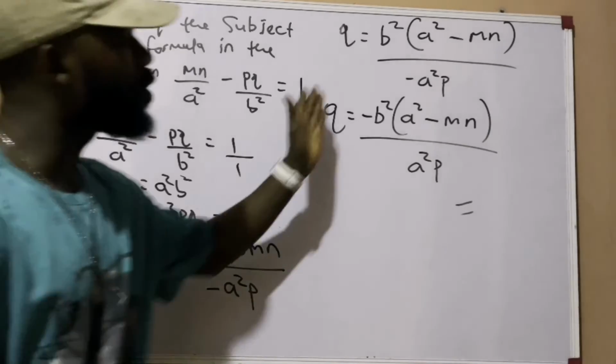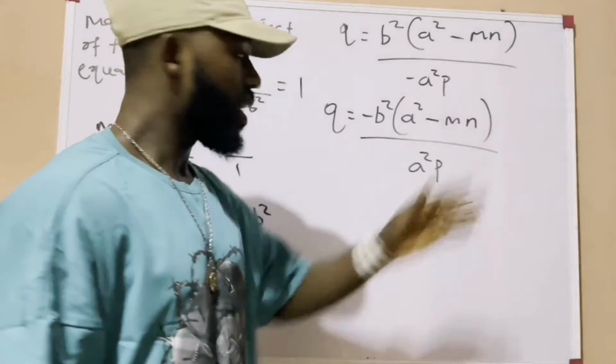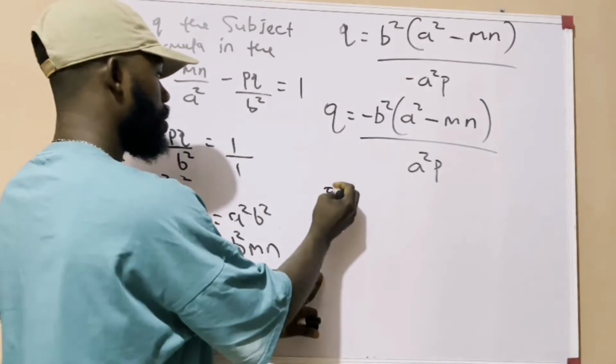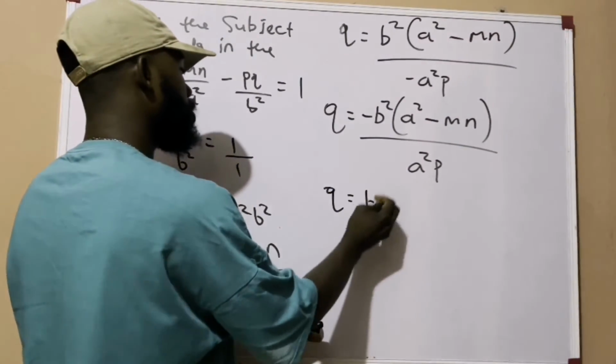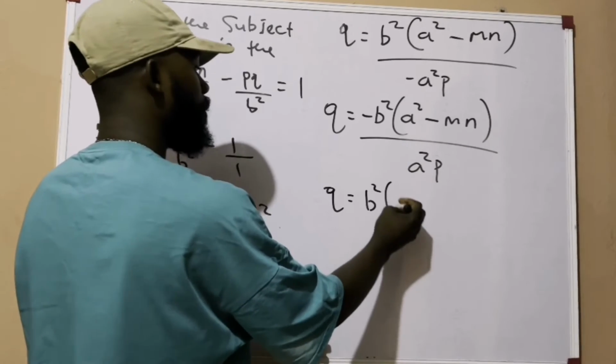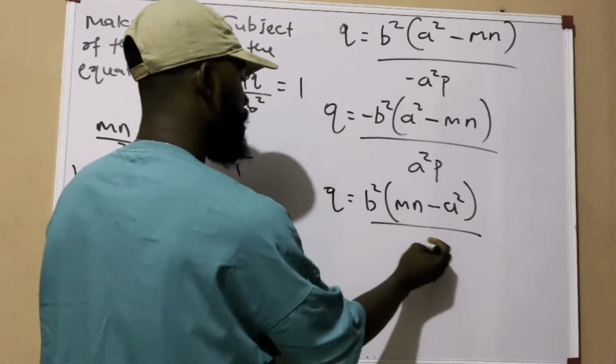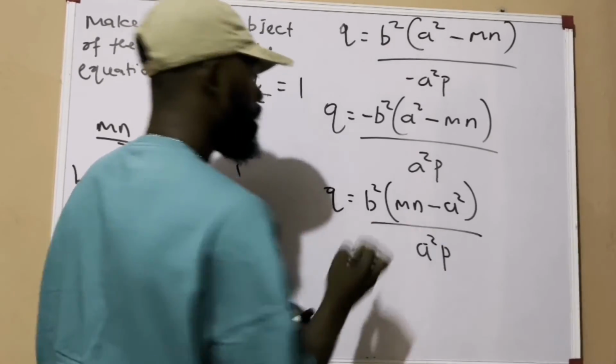So this is the answer to the question if we should make q the subject in the formula. Or in case you did not see an answer like this, you can also see the answer in this format as q is equal to b squared into the brackets of mn minus a squared all over a squared p.